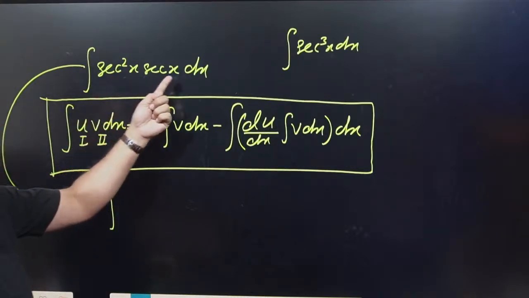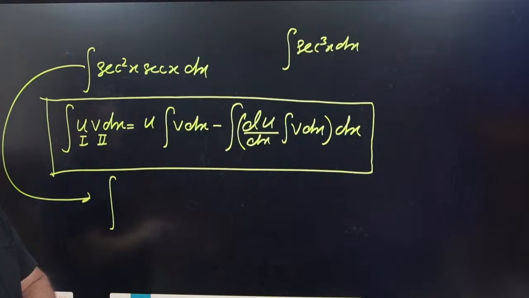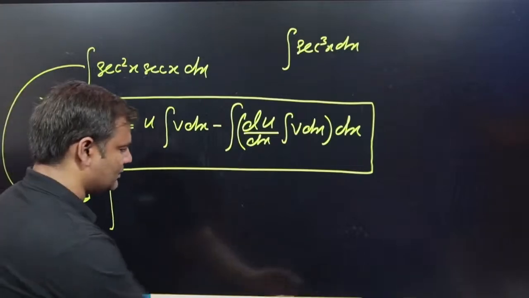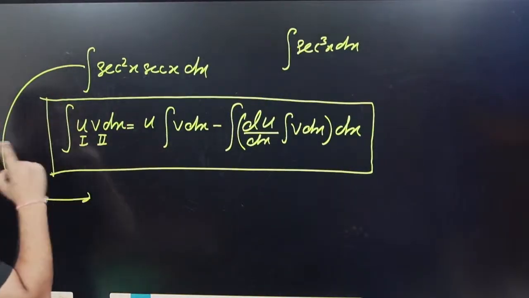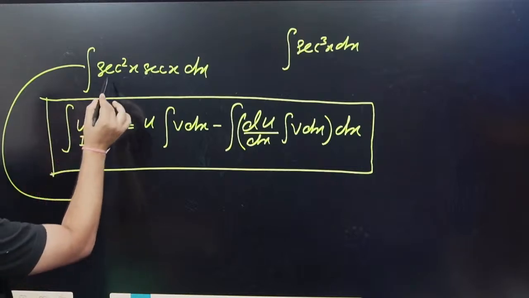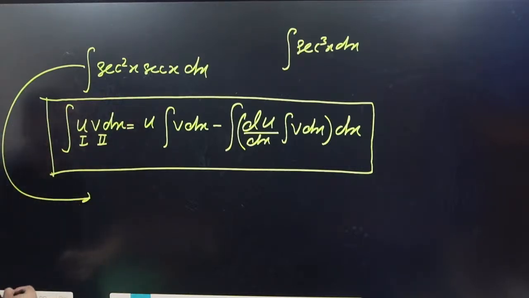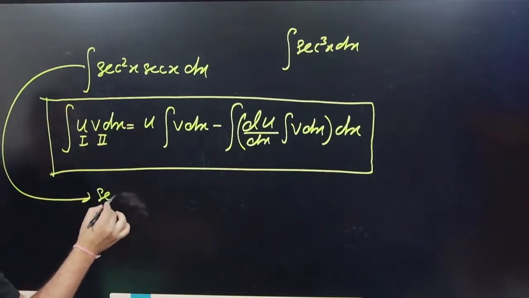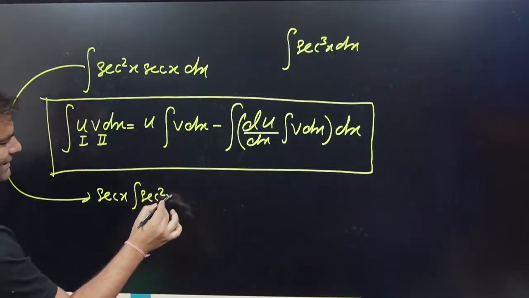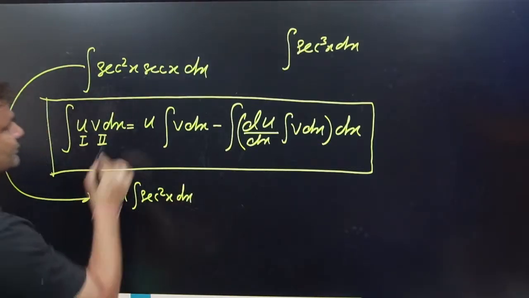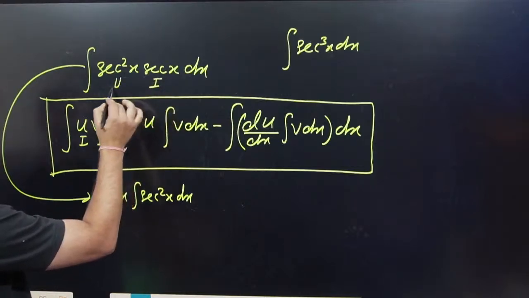Yes, sec square x into sec x into dx. This question you can do by this method also. How can you use this method? First into second. Which part is taken first? I know the integration of this one. First I write sec x, and the integration of sec square x dx. So this one is taken first into second.